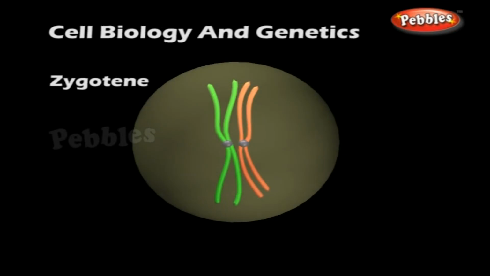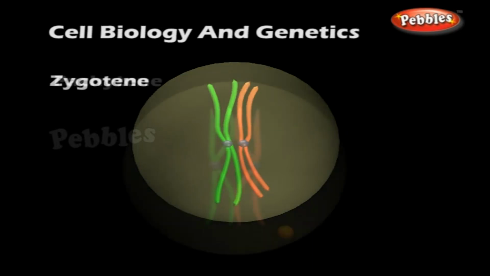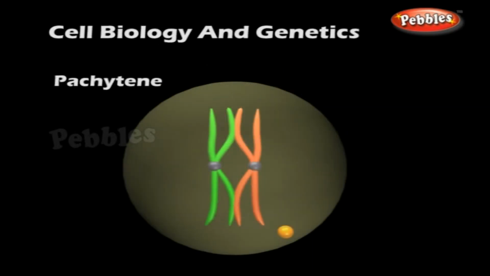Zygotene. Two identical chromosomes, in other words homologous chromosomes, come together and lie side by side along their length. This is known as pairing or synapsis. Pachytene. The chromosomes condense further and become shorter and thicker. The segments of non-sister chromatids are exchanged in the region of chiasmata. This process is known as crossing over.